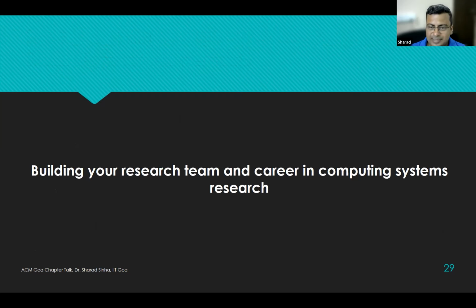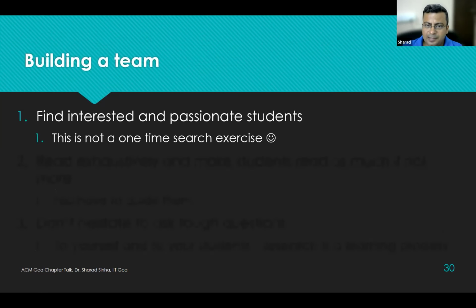Okay, the last section that I wanted to talk about briefly, I know we are running short of time, is building your research team and career. So how do we build a team? When I started my career here, I also had the same problem. Okay, so the first thing is to find interested and passionate students.